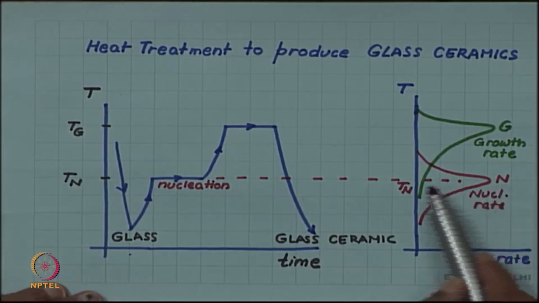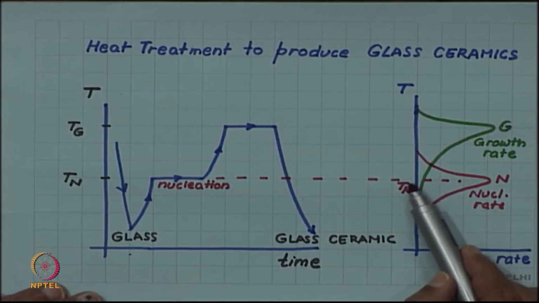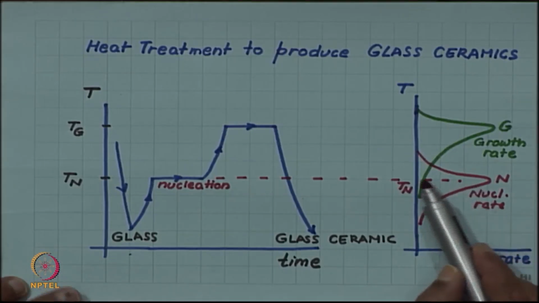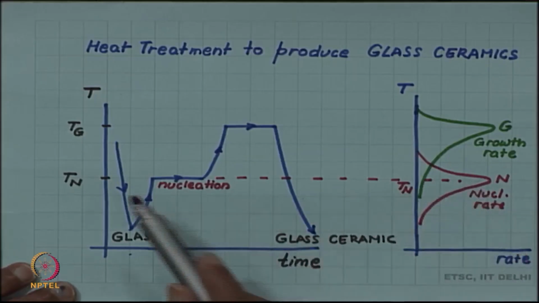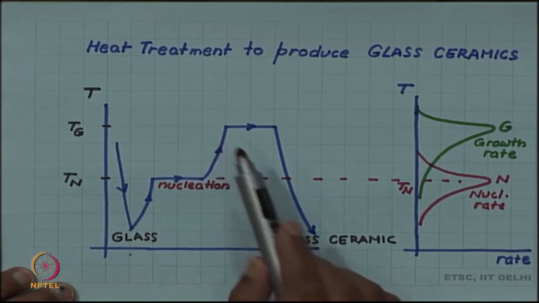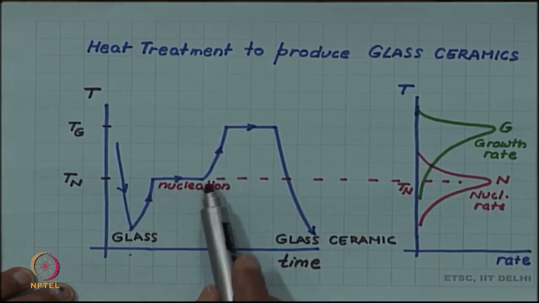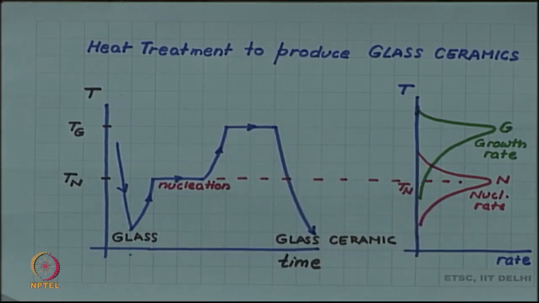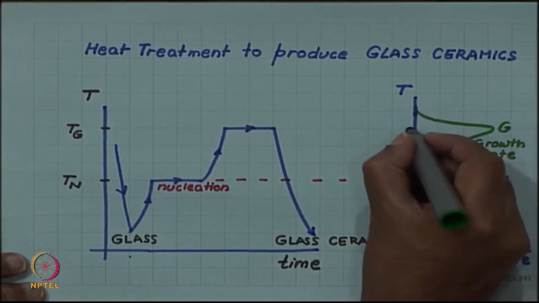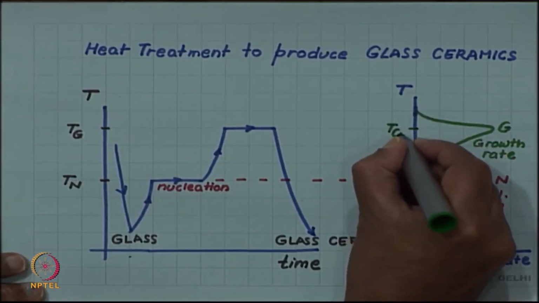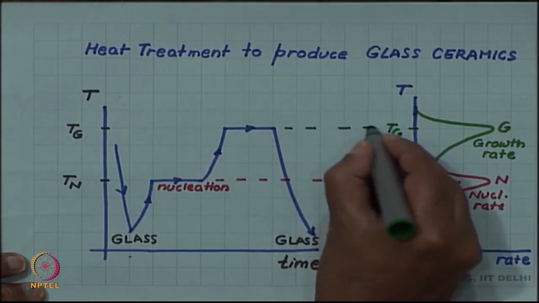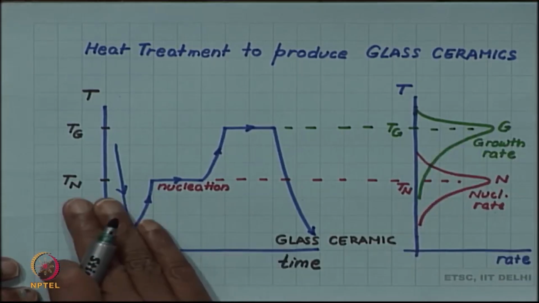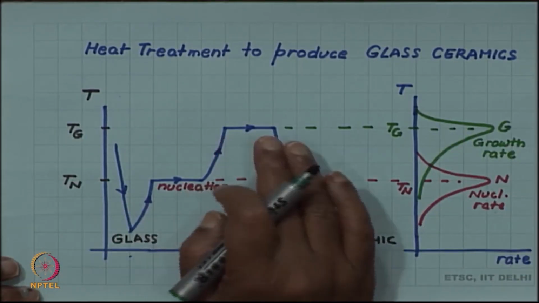However, if we continue at this temperature, the growth rate is very slow and the time required for formation of a significant amount of crystal will be very large. So, that is why a jump in temperature is given after a sufficient number of nuclei are formed. Temperature is raised to a value T g, which is the temperature at which the growth rate is maximum. So, whatever nuclei are formed at T n, now they start growing at a faster rate.